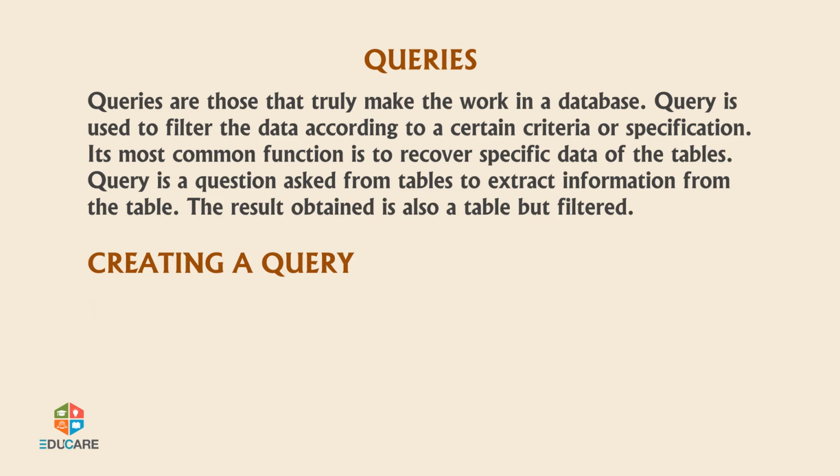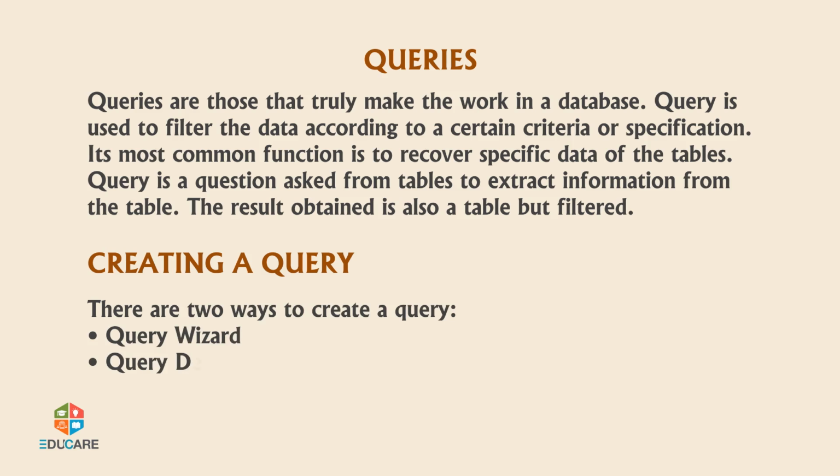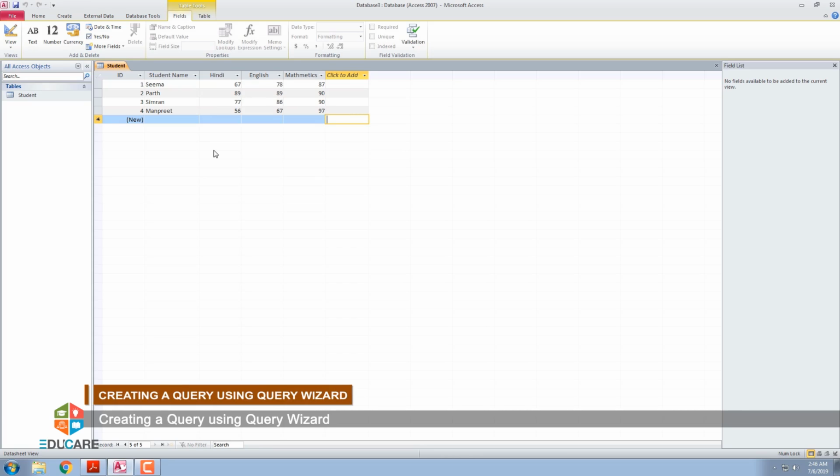Creating a query. There are two ways to create a query: Query Wizard and Query Design. Creating a query using Query Wizard. With the Query Wizard, you can select a group of records based on some rules you specify. For example, if you have a database that contains a large amount of information in one or more tables, you can use a carefully designed query to collect or display just a few records that satisfy some numeric or logical value.